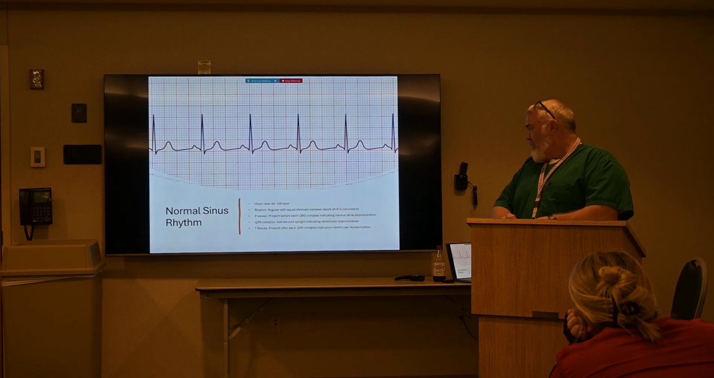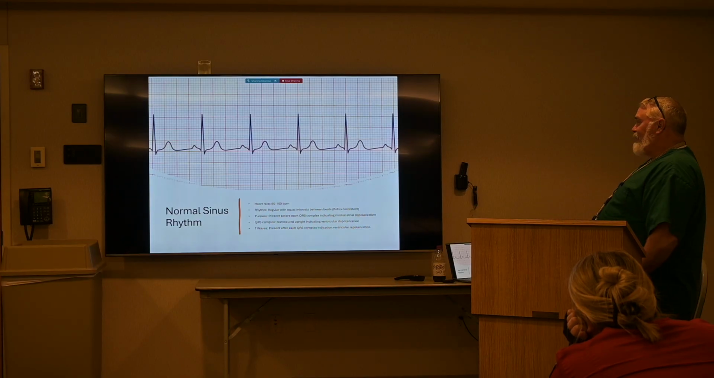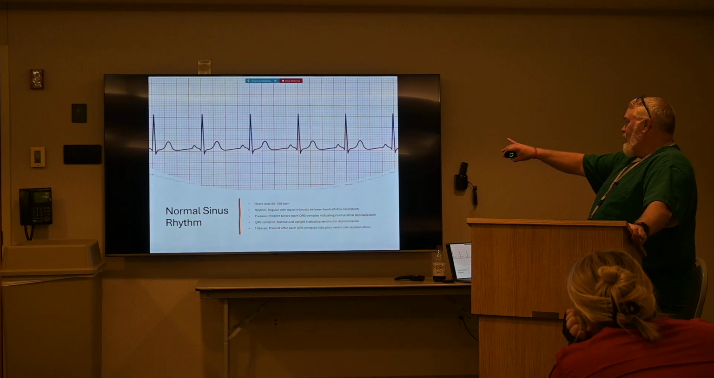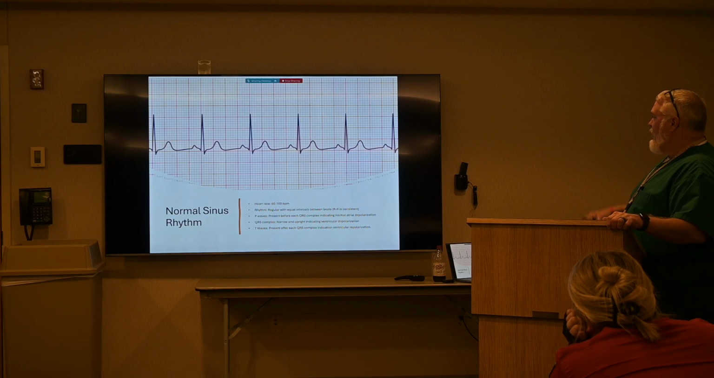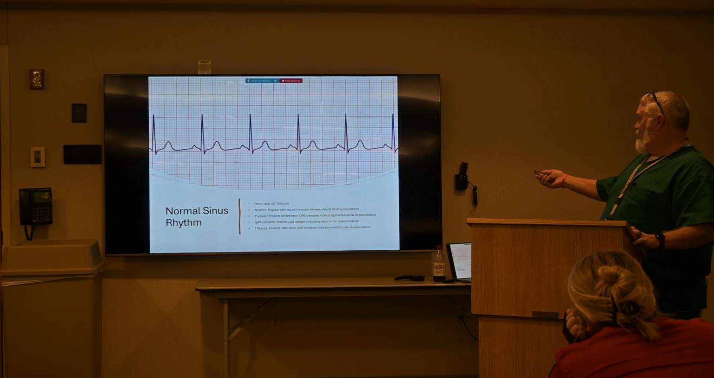So, normal sinus rhythm. This is the one we started with. This is what we want everybody to be in. A normal heart rate, regular symmetrical P waves, they all march out the same. You have a normal QRS complex with normal deflection. You have a T wave following all your QRSs. Your rate is controlled, which means that everything is working lovely.